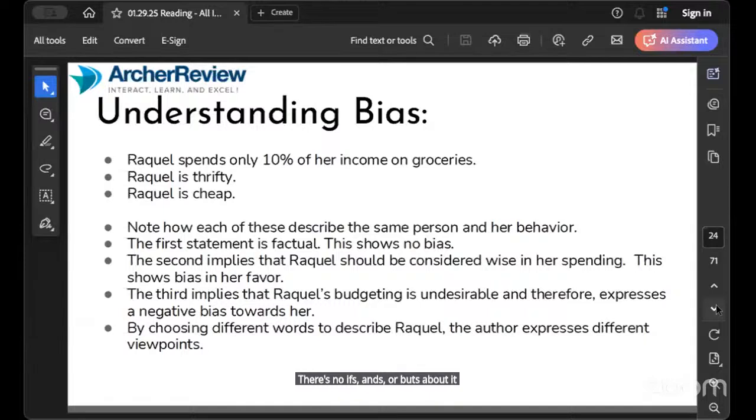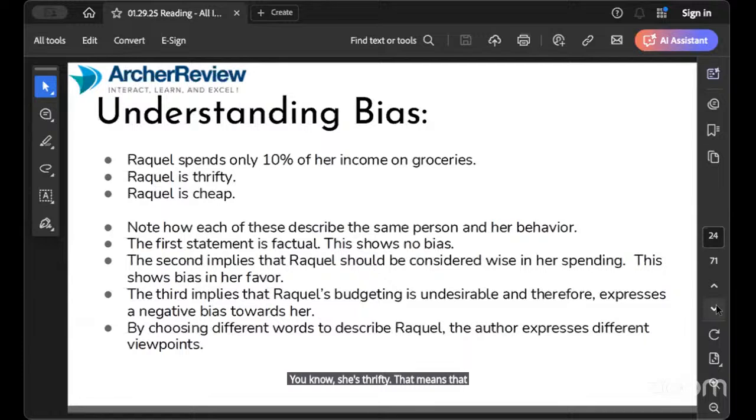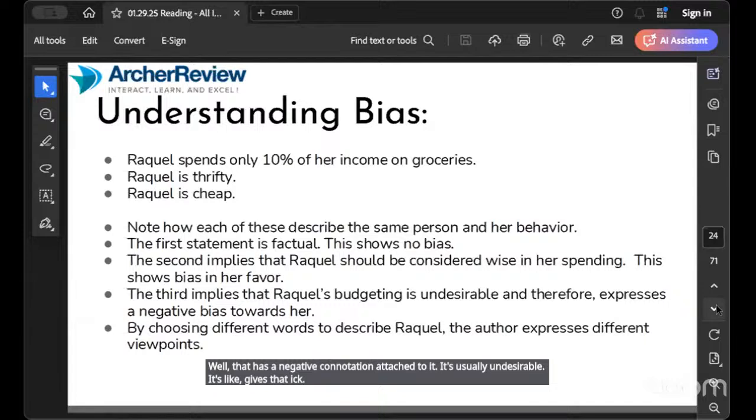But if I say Raquel is thrifty, think about the connotation that's attached to that word thrifty. What kind of vibe do you get off of that word? Well, if I say it's thrifty, that's actually showing bias, but it's doing it in a positive light because it's almost like I'm saying, "Oh, well, she's thrifty. That means she's doing it well." But if I take it and I just change that one word and I say Raquel is cheap, well, that has a negative connotation attached to it. It's usually undesirable. It gives that ick. So that's showing a negative bias.